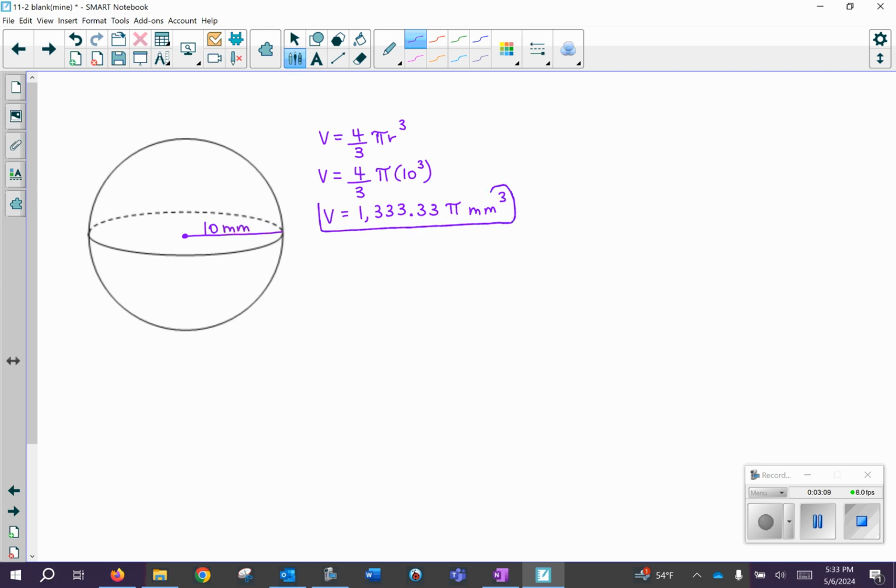And when I ask you for a decimal answer, you should just go from that answer, leave it sitting on your calculator, and say times pi using the pi key. If you do that, you will get the correct rounded answer. Round once and once only at the end. 4,188.79 millimeters cubed. Again, you got to practice the calculator and make sure you know how to use the rounding as well. Surface area.